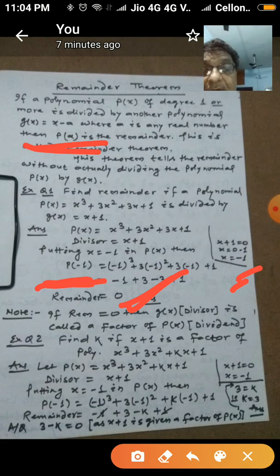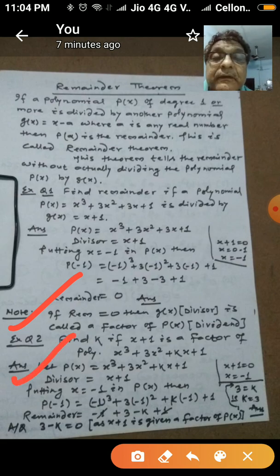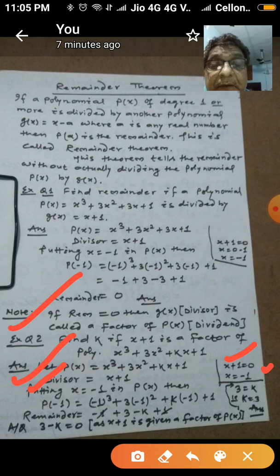Okay students, now we take another question where the question is, find k if x plus 1 is a factor of polynomial x cube plus 3x square plus kx plus 1. So here we will write first, let p(x) is equal to x cube plus 3x square plus kx plus 1, and then we write here the divisor x plus 1. Again as above we make the divisor x plus 1 equal to 0 and find the value of x which is minus 1.